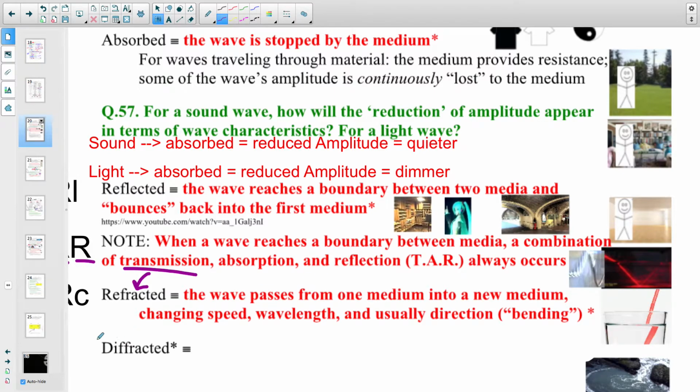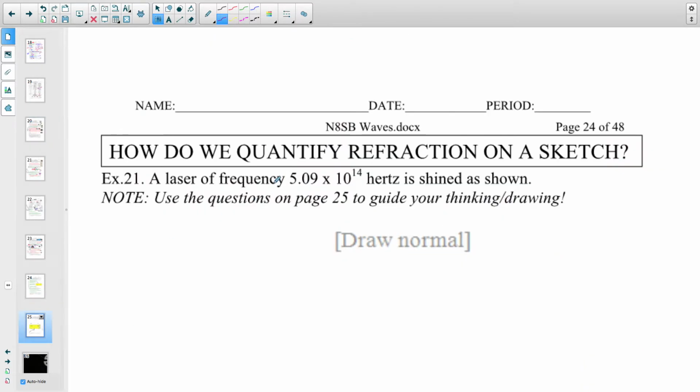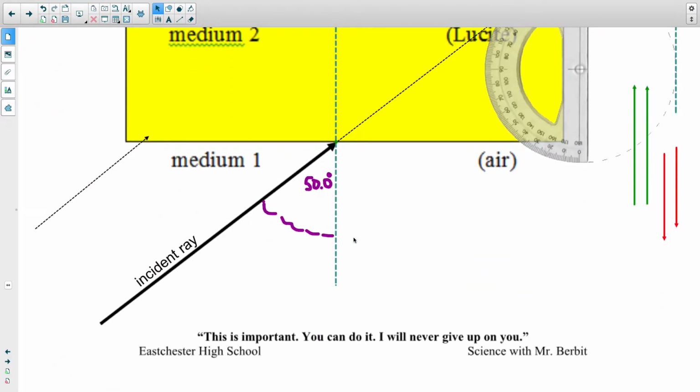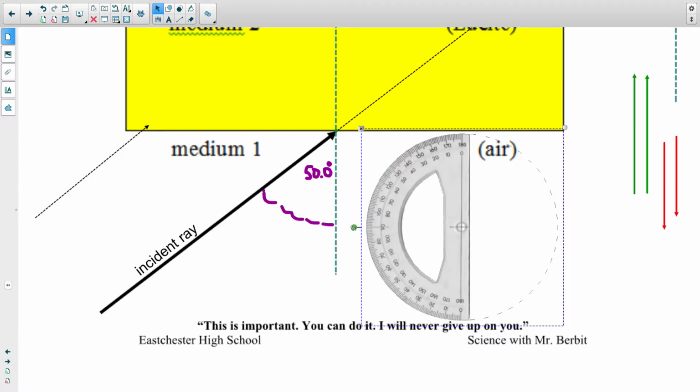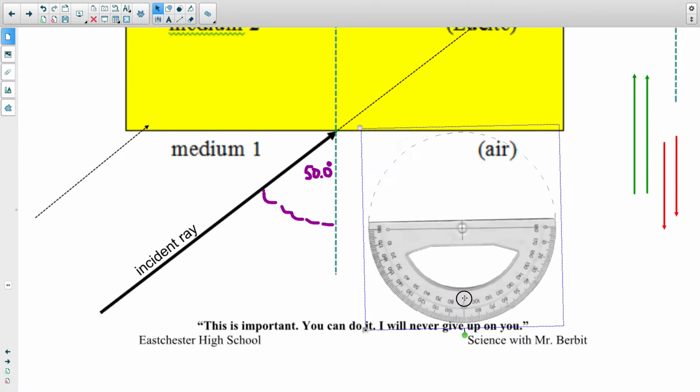So notice we also have reflection. Let's jump back over here, back over to page 24, and let's see what we do. Well, the easiest thing to draw, some of this light is going to reflect, so draw the reflection. You're good at this. You've practiced this already.